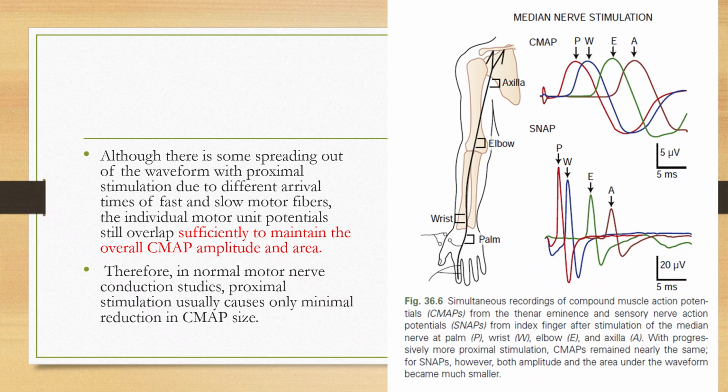Although there is some spreading out of the waveform from proximal stimulation due to different arrival times of fast and slow motor fibers, the individual motor unit potentials still overlap sufficiently to maintain the overall CMAP amplitude and area. Therefore, in a normal motor nerve conduction study, proximal stimulation usually causes only minimal reduction in CMAP size.